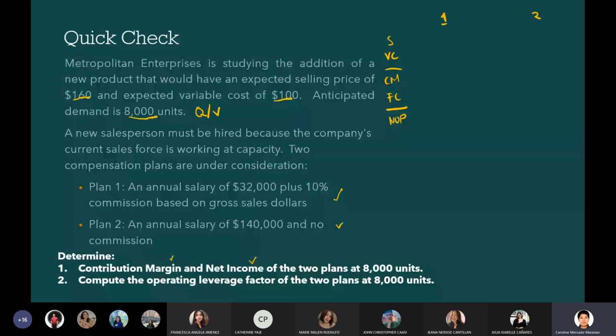Yung sa plan 1, dito kayo magkakaiba. Sa plan 1 kasi, itong 10% commission, magiging variable cost yan. Magiging kasama sa variable cost. Itong 32, since fixed siya, fixed cost to. Dito, parang kaparehas dun sa taas, fixed cost. Merong variable, wala. So, yun. Isa-isahin natin.